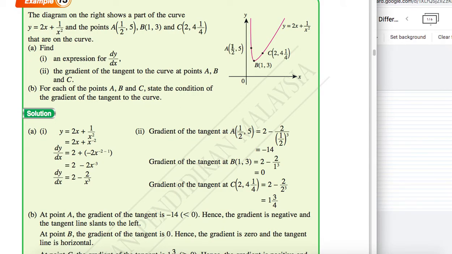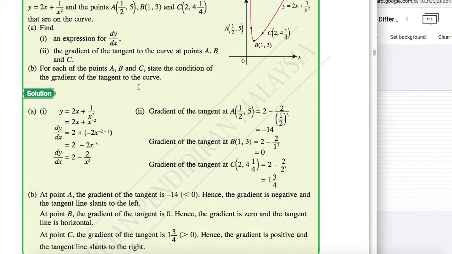At curve A, you see the point 1 over 2 and 5. Then we consider the x. We take the x only because here only x is needed, right? So you substitute the x inside, then you get negative 14. Point B also, we take 1. We take the x value and substitute inside the gradient function. We will get 0. Point C, we take the 2. The x equals 2, we substitute inside here, we get this number. So 1, 2, 3 are obtained.